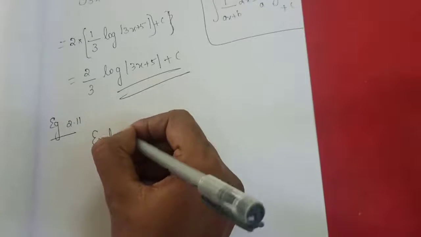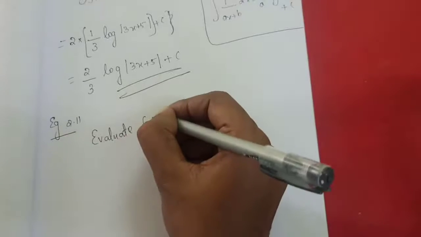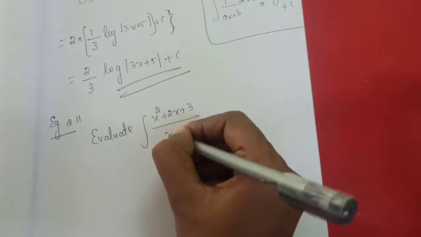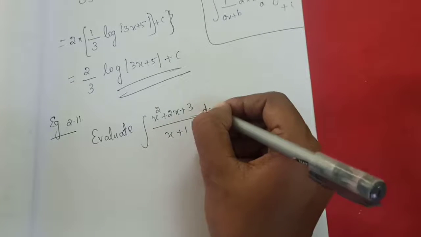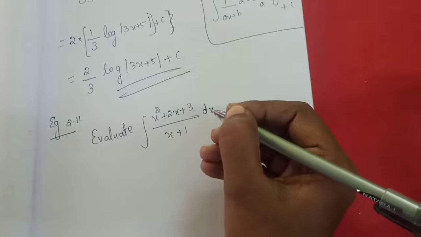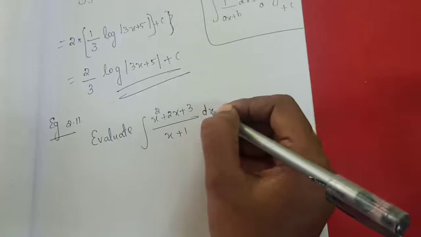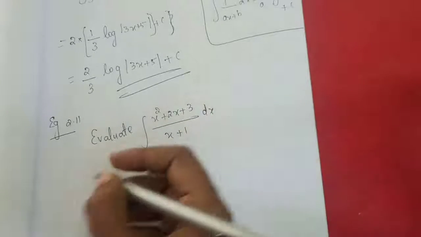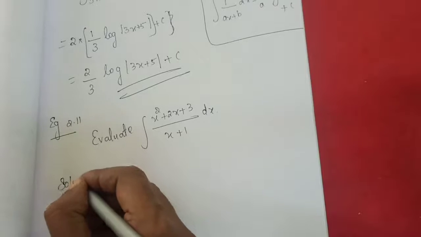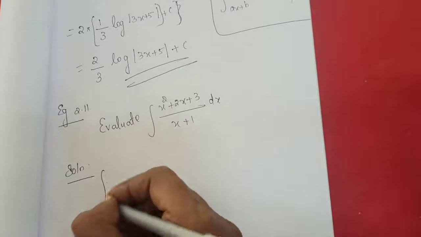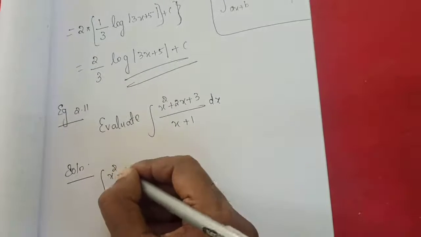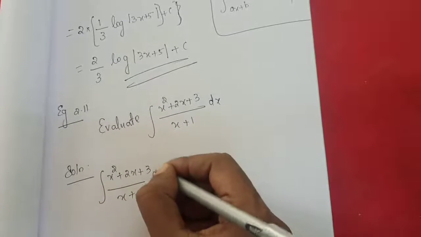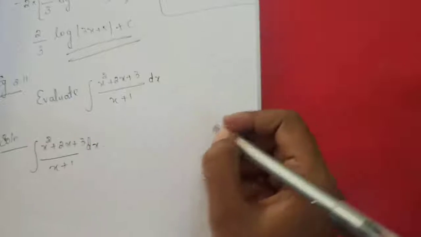Example 2.11. Evaluate the integration of (x square plus 2x plus 3) divided by (x plus 1) dx. So how will you do this? We are going to split this into simple integrals. Listen. Solution. Integration of (x square plus 2x plus 3) divided by (x plus 1) dx. Is it right? We can't do this one directly.